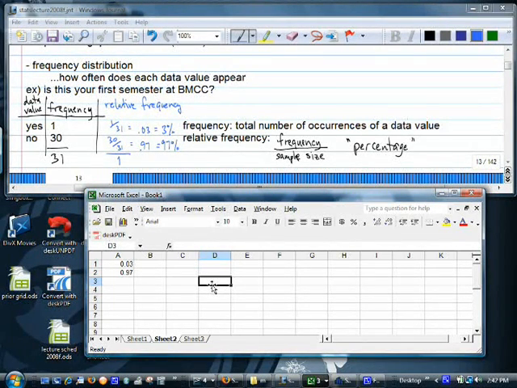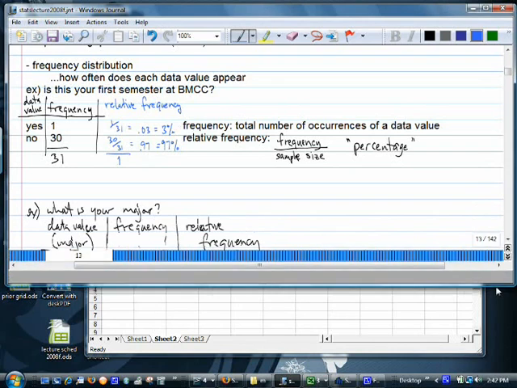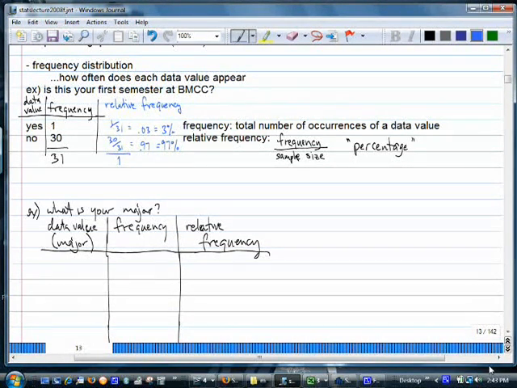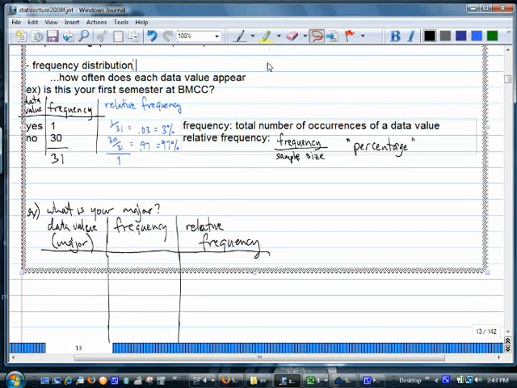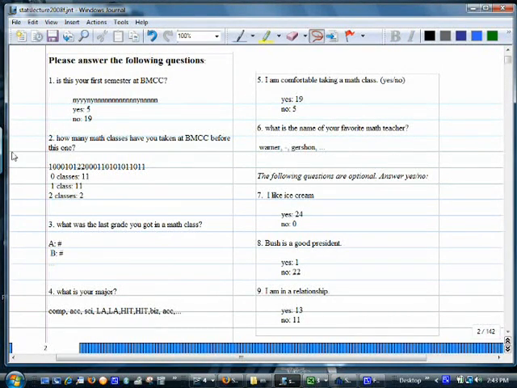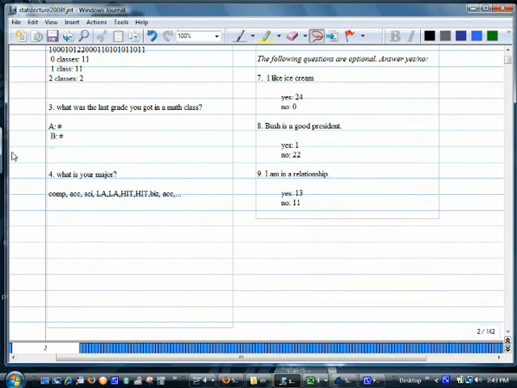So, why don't y'all make a frequency distribution table for what is your major? And to help you out, I should probably show you the data. So there's the data. That might be a bit small. All right. Okay. So go ahead. There's your data. Make a table.